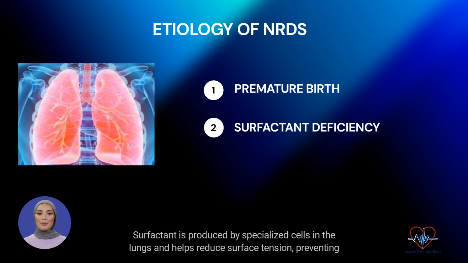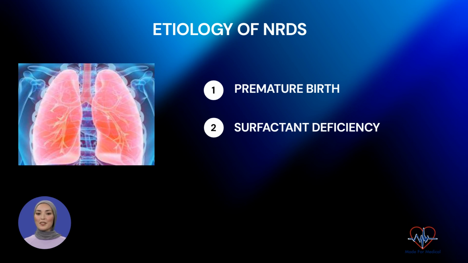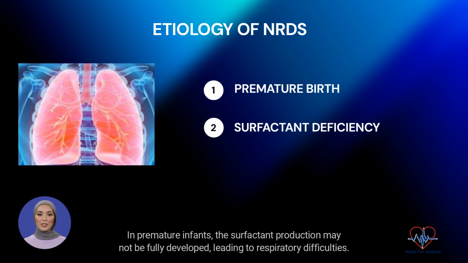Surfactant is produced by specialized cells in the lungs and helps reduce surface tension, preventing the collapse of the air sacs during exhalation. In premature infants, the surfactant production may not be fully developed, leading to respiratory difficulties.